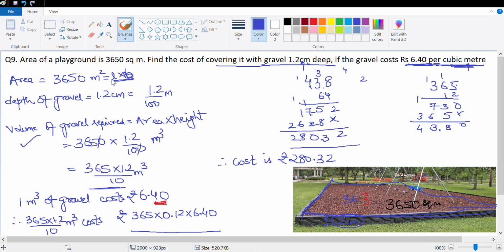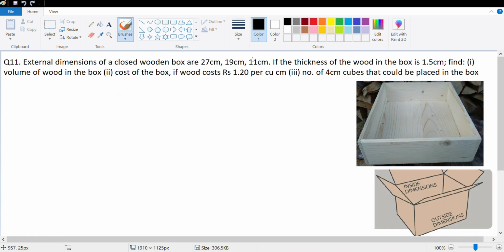The next question that we do is question number 11. It says external dimensions of a closed wooden box. So these external dimensions are 27 centimeter, 19 centimeter and 11 centimeter. If the thickness of the wood in the box is something, find the volume of the wood. So I've given 2 diagrams here. These are the outer dimensions, the external volume, or sorry, external dimensions.